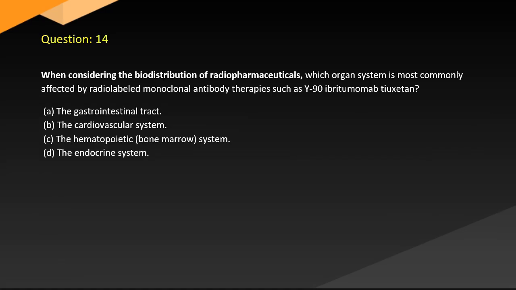Question 14. When considering the biodistribution of radiopharmaceuticals, which organ system is most commonly affected by radiolabeled monoclonal antibody therapies such as Y90 ibritumomab? A. The gastrointestinal tract. B. The cardiovascular system. C. The hematopoietic, bone marrow system. D. The endocrine system.